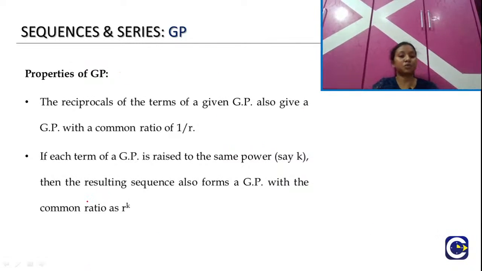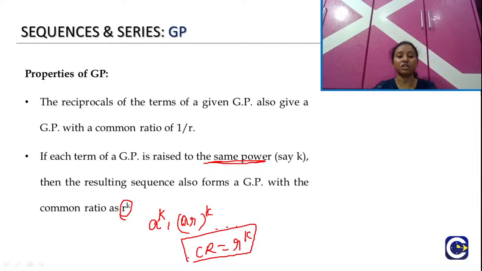So let's discuss the next property. If each term of a geometric progression is raised to the same power, let it be k, then the resulting sequence also forms a GP with a common ratio of r power k. So if we have a, it will be a power k, then a r power k. If every term is raised to the same power, then our common ratio will also be raised to that particular power.